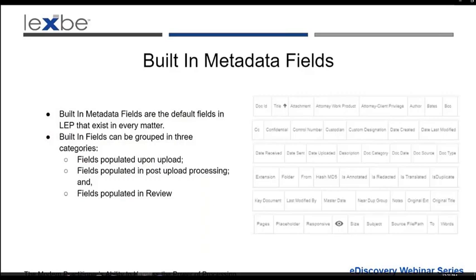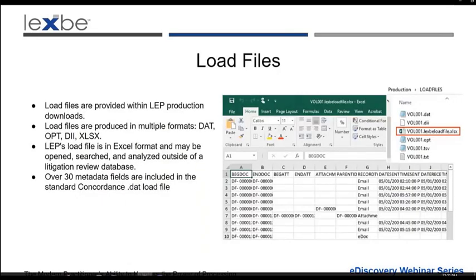At this point, since we have a better idea of LEP's built-in fields, as well as metadata extraction and fields that are populated in review, let's talk about load files. When productions are run in LEP, a standardized Concordance load file, which is a text-delimited file ending with the extension .dat, is provided with the produced documents. The Concordance load file references one document per line and includes document metadata.